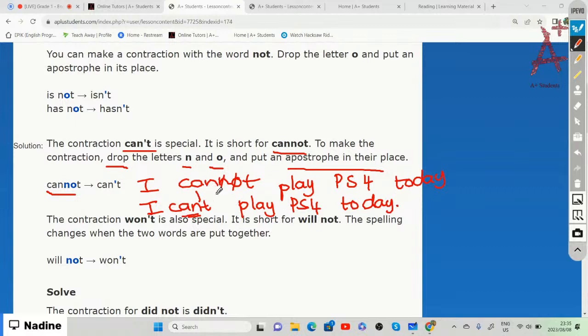So cannot, right? And remember we said can't is very special. It is a short form for cannot. And if we change that word cannot into a short form, which is a contraction, then we drop the N, we drop the O, and we put the apostrophe in its place when we put those words together.